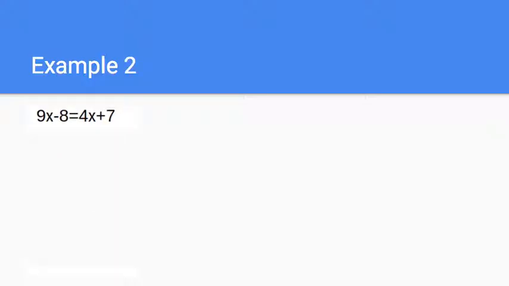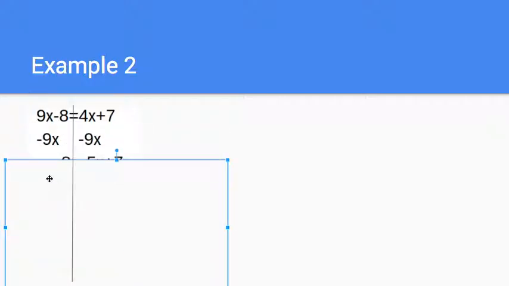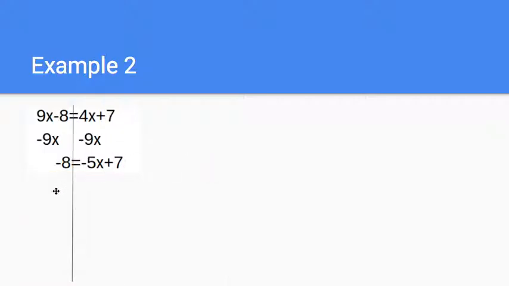Now I'm going to solve this exact same equation. And this time, instead of eliminating the smaller number, I'm going to eliminate the larger one. So I'm going to eliminate the 9x. Again, I'm going to get rid of it by subtracting 9x. Now 9x minus 9x gives me 0. The minus 8 carries down, because 0 minus 8 is negative 8. 4x minus 9x gives me negative 5x. The plus 7 carries down.